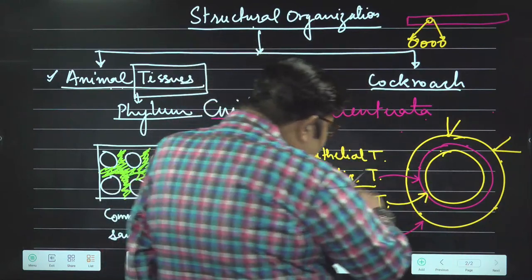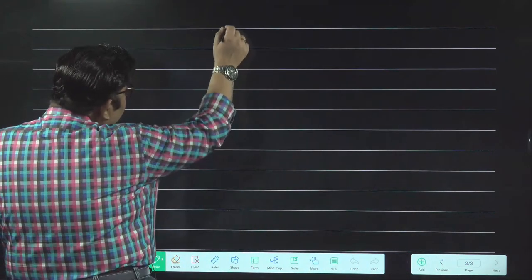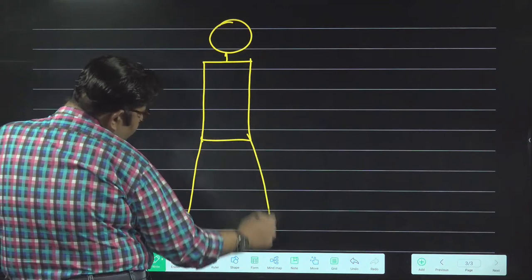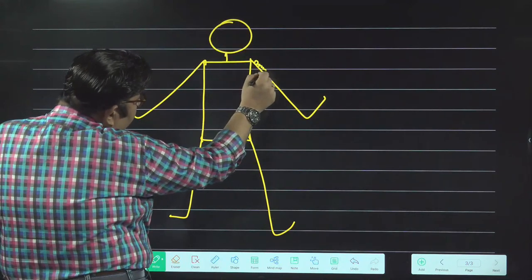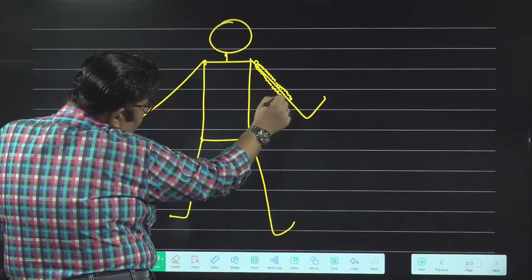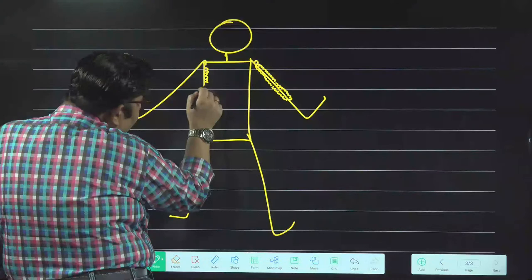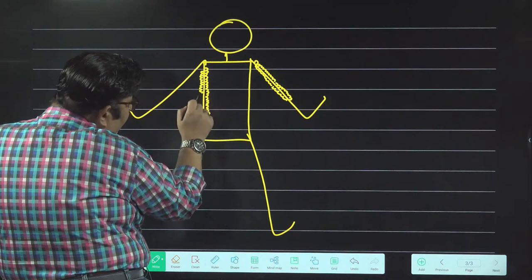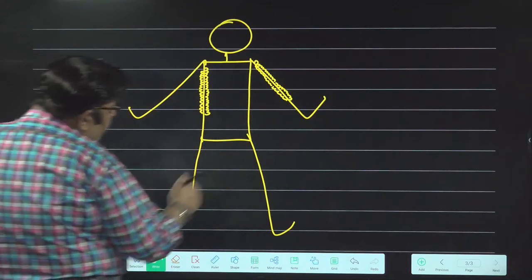So the outermost tissue in every part, let us say this is our body. I'm just doodling. This is the body. You will find that the complete body is covered by epithelial tissue. There is an epithelial tissue in the skin, also called epidermis. Then inside the body, if there is a cavity, it lines the cavity. It is on this side and also on that side. So whenever there is a cavity, it lines the body cavity.